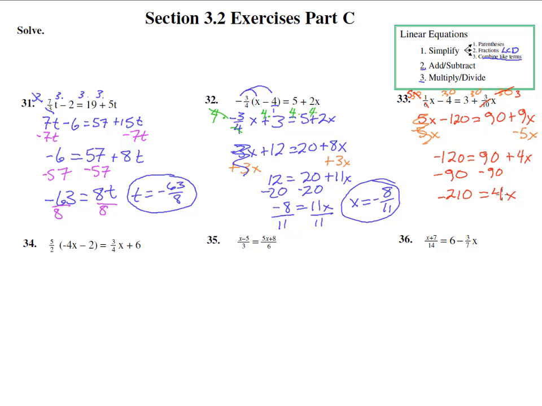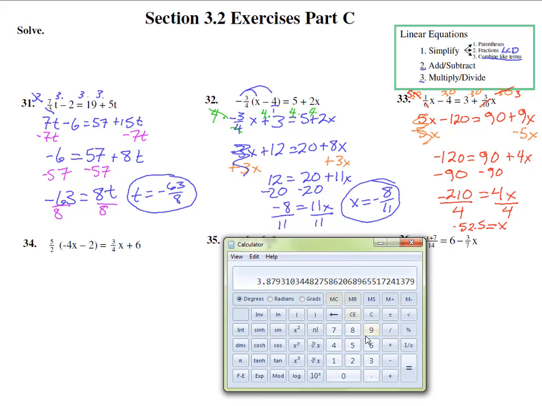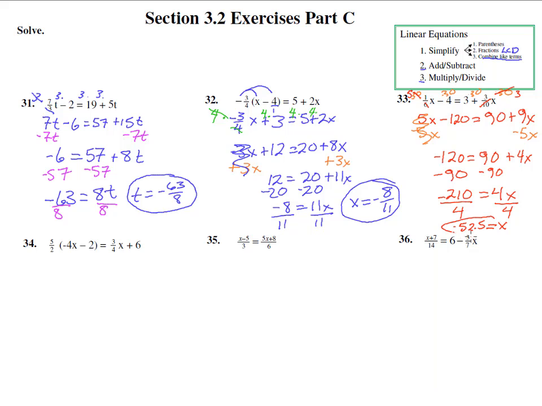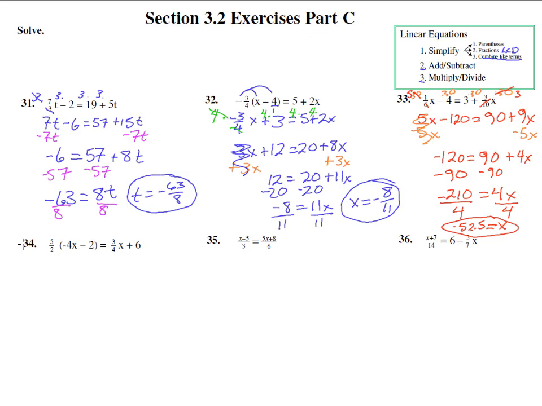And then multiply, divide, get rid of that. Get rid of the 4. And we're left with x equals, and that looks like 52.5, I think. Let's plug that in the calculator and double check here. We have 210 negative divided by 4 equals negative 52.5. Let's double check that in the answers. Negative 52.5 is correct. Number 34.